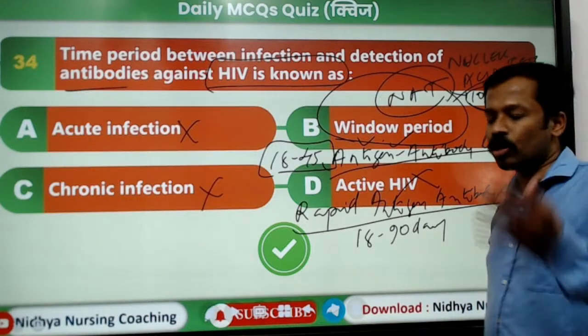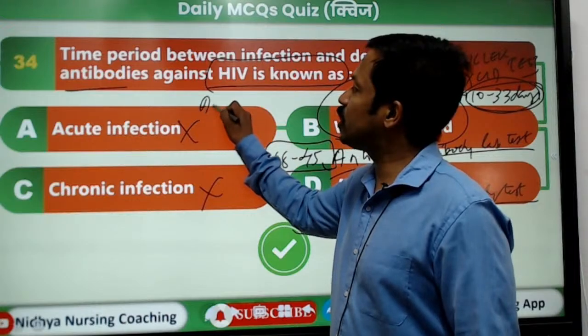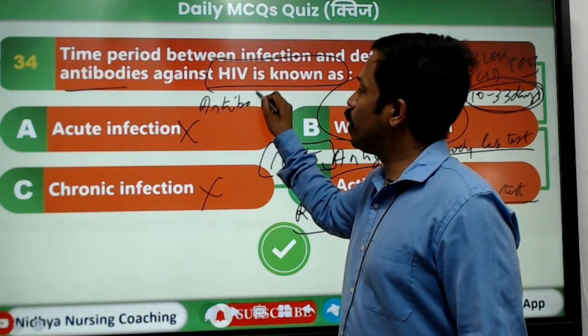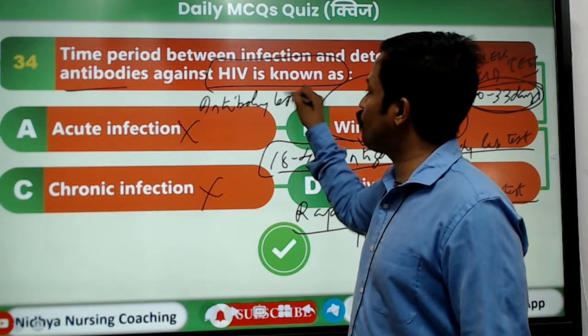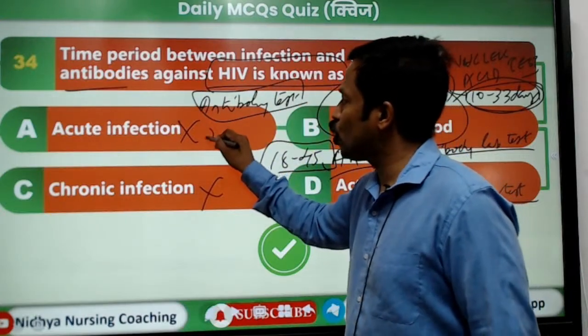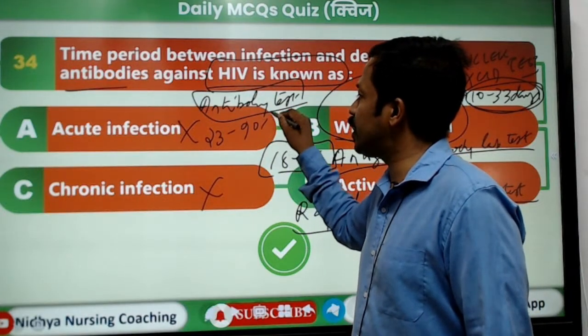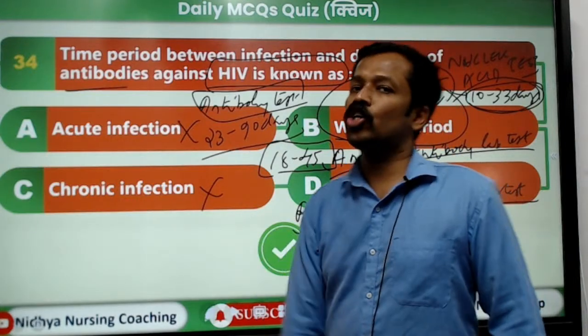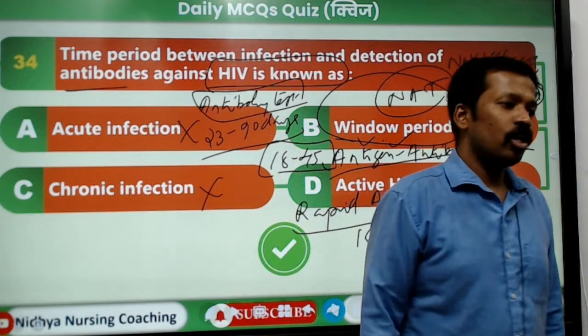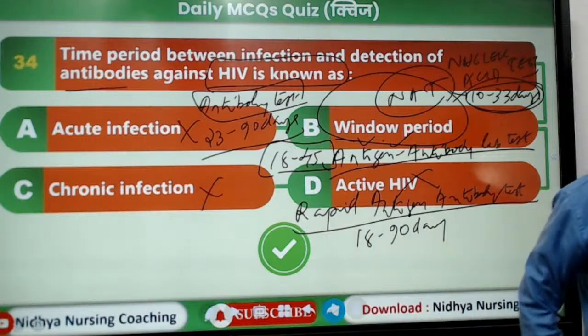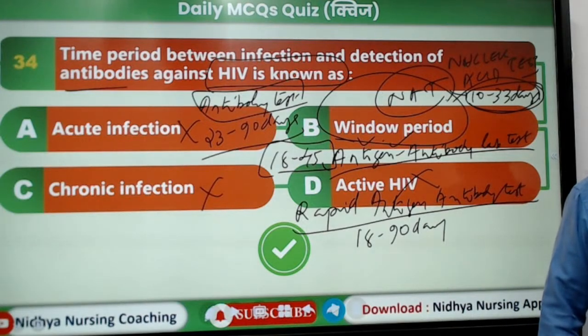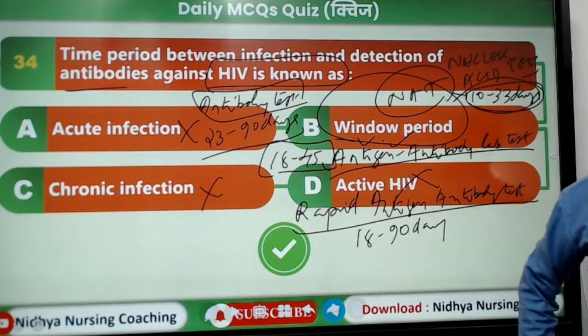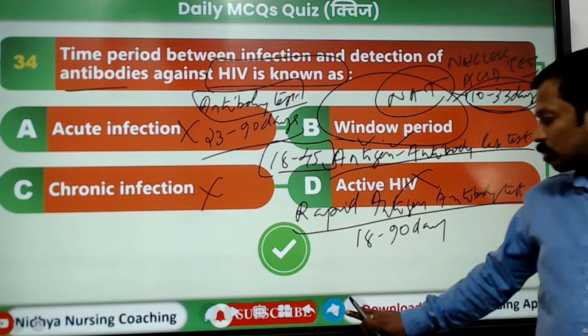Then one more test is there, the antibody test. For the antibody test, the window period for HIV is 23 to 90 days. Got it? Okay?